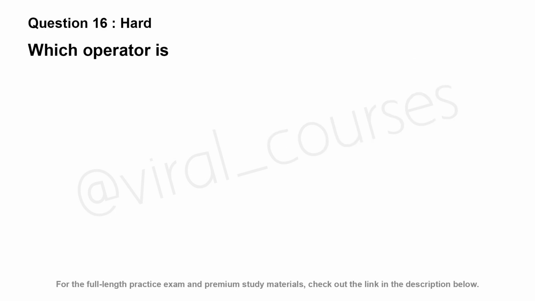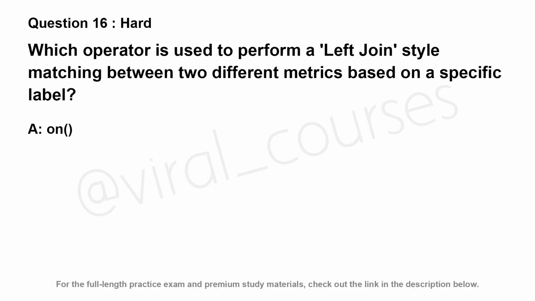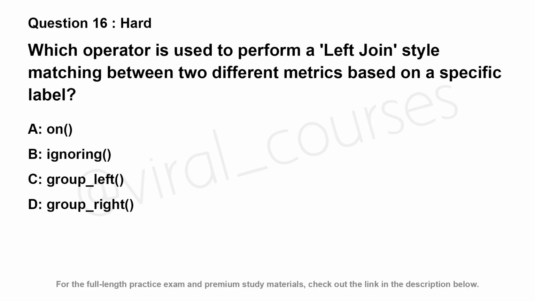Which operator is used to perform a left-join style matching between two different metrics based on a specific label? Option A, on. Option B, ignoring. Option C, group_left. Option D, group_right.